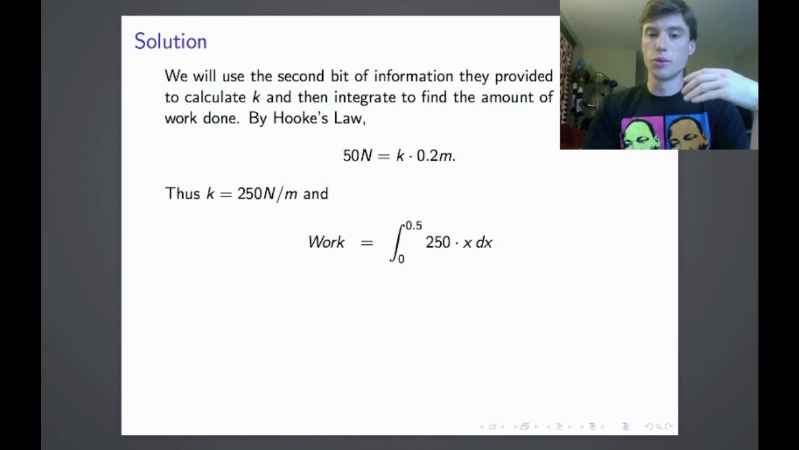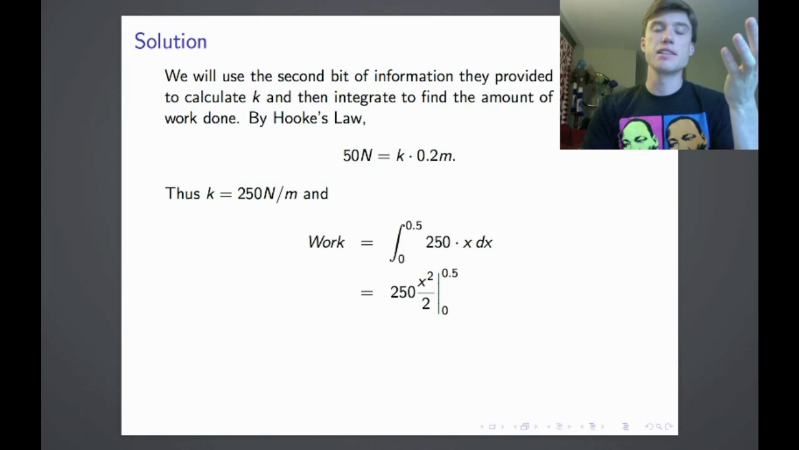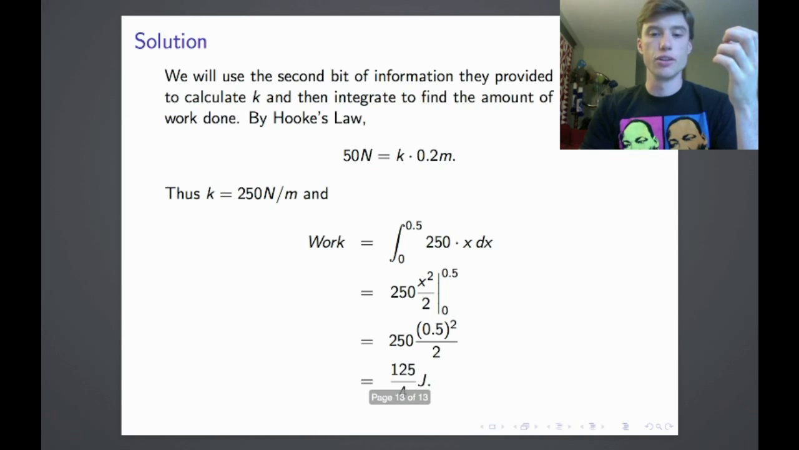We are interested in the work done moving the spring from the equilibrium position, which is 0, to a displacement of 0.5. So we will be integrating Kx, in this case K is 250, from the interval 0 to 0.5. 250x is a simple function to find the antiderivative of. It's just 250 times x squared over 2. And we evaluate this from 0 to 0.5, which is just 250 times 0.5 squared over 2, which simplifies to 125 over 4 joules.